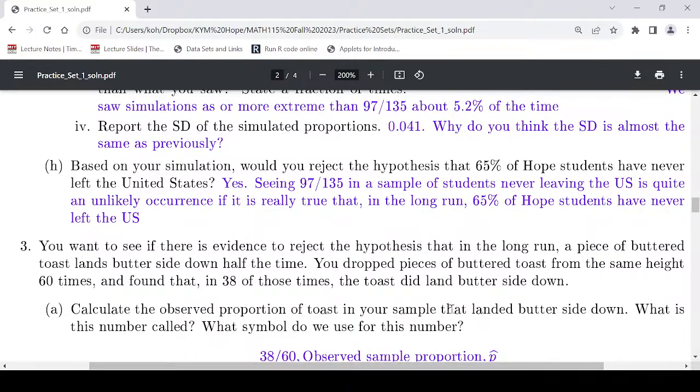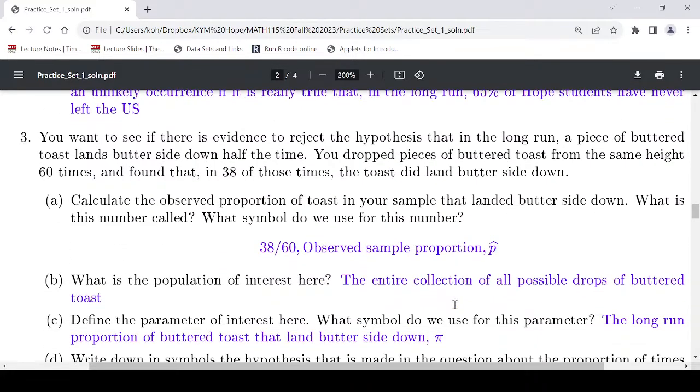All right. The next one we're going to look at is the one about buttered toast. So if you look at this question, again, let's start with something simple. We want to test what? We want to see whether in the long run a piece of toast will land butter side down half the time. Now that's very important. See, half the time. So hang on to that number.